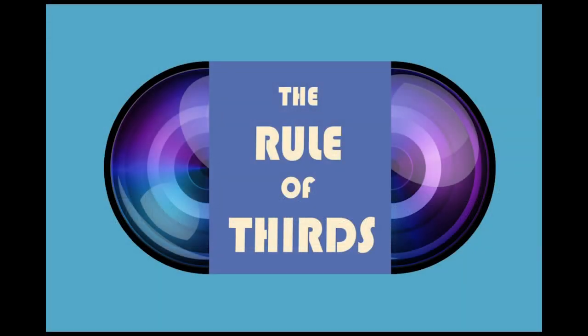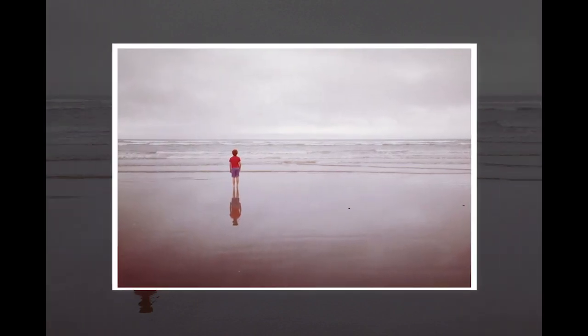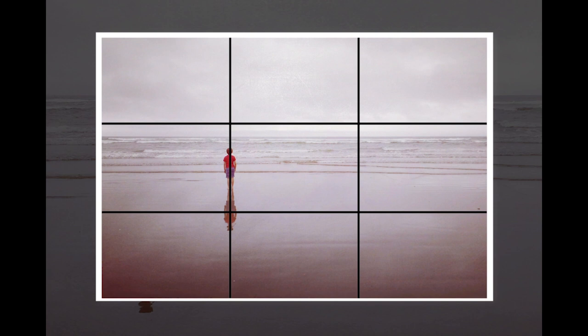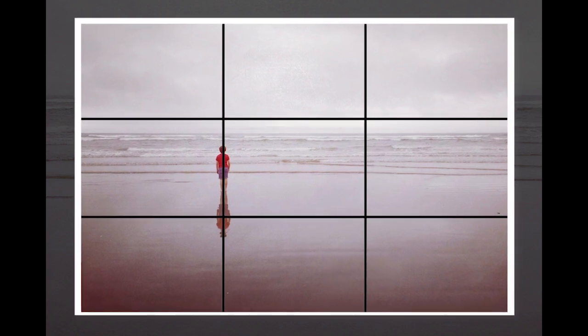Here are some examples using the rule of thirds. Notice in this picture the main focal point is the boy. He's positioned within one of the intersecting lines on the grid.